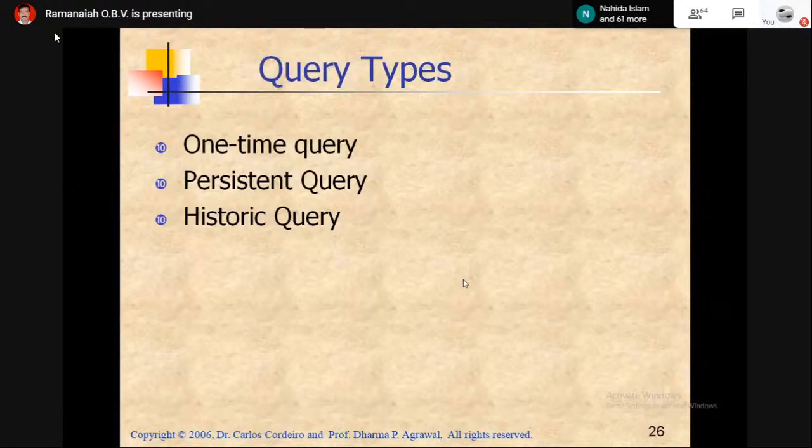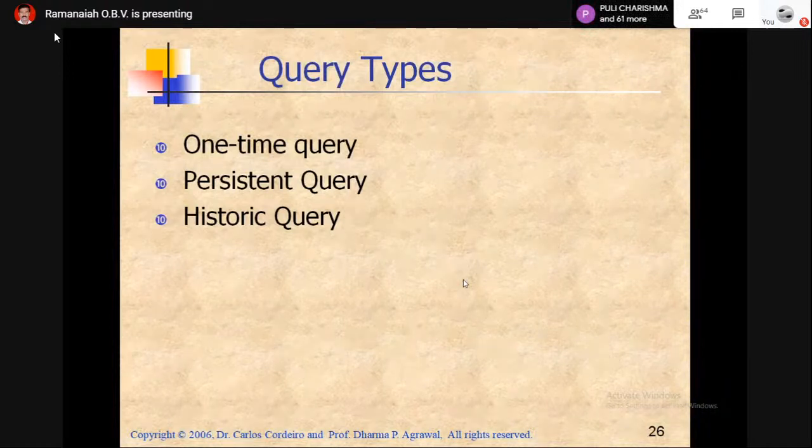And now once the query is executed and the responses have been received by the base station, the query execution is complete. That is one-time query. And persistent query, it is not so. The query is sent in the beginning of the network operation, and the query is such that there are other conditions that are to be satisfied.